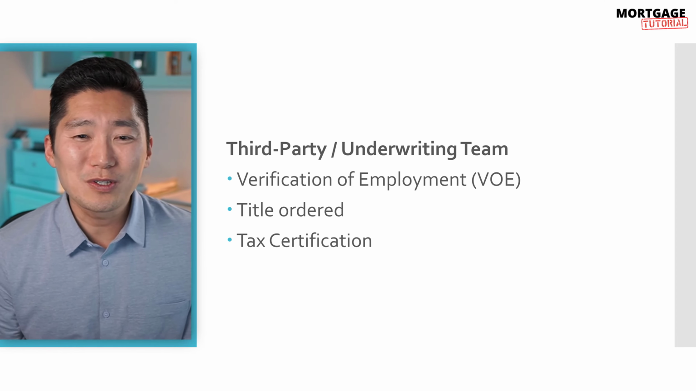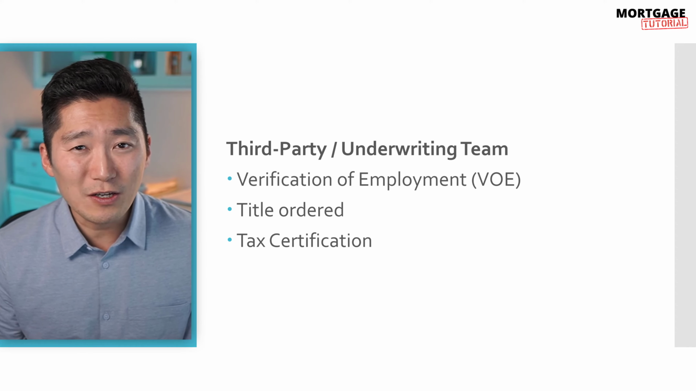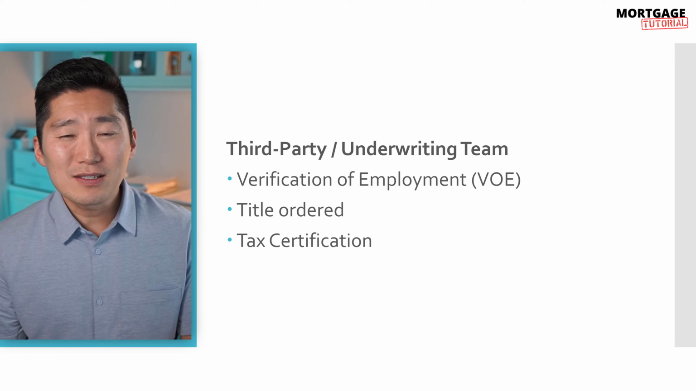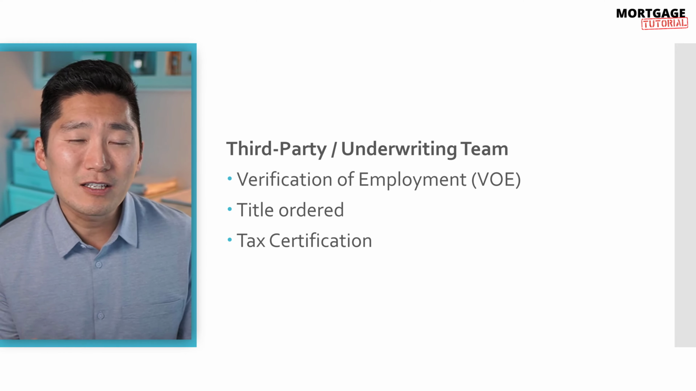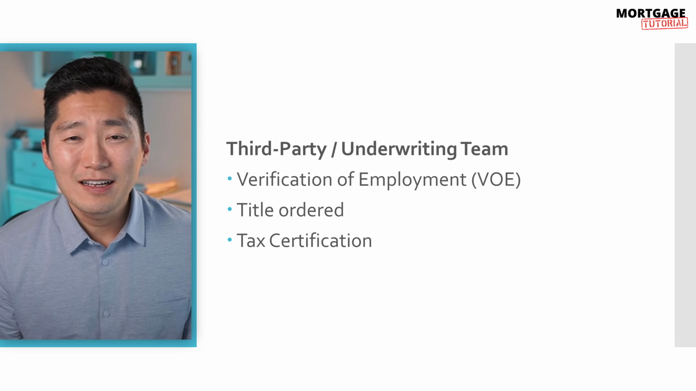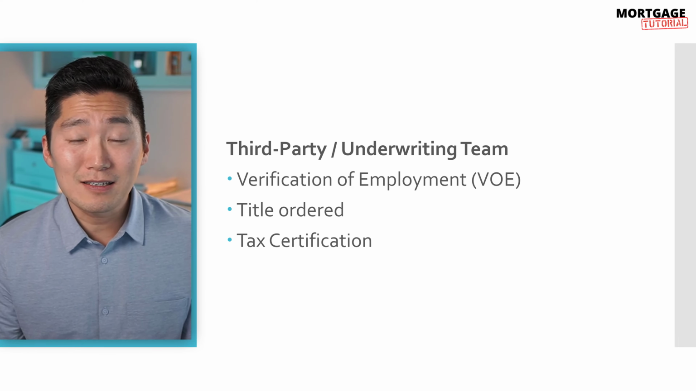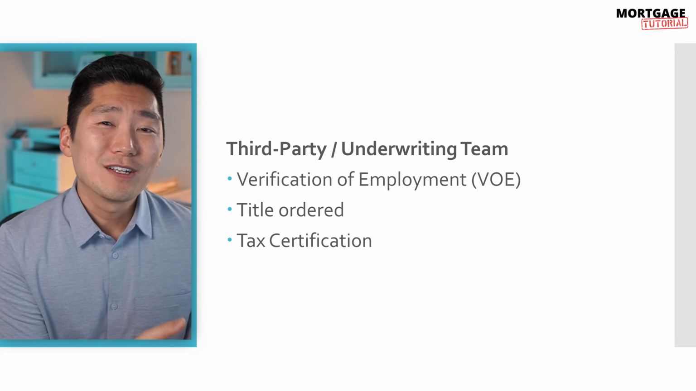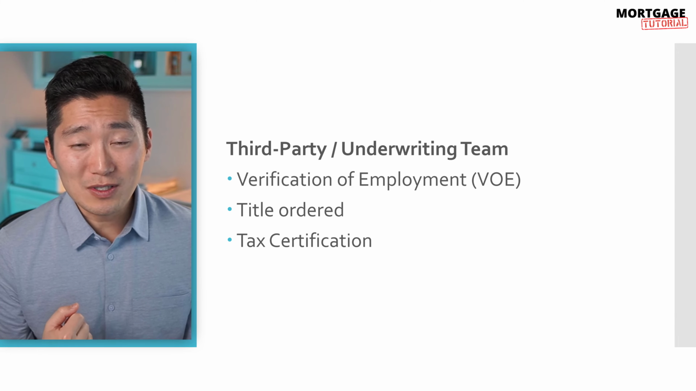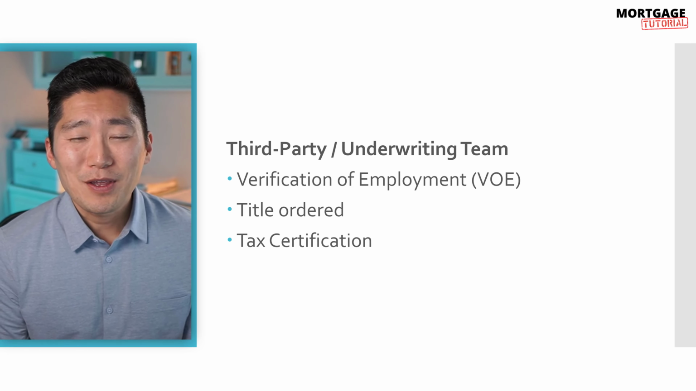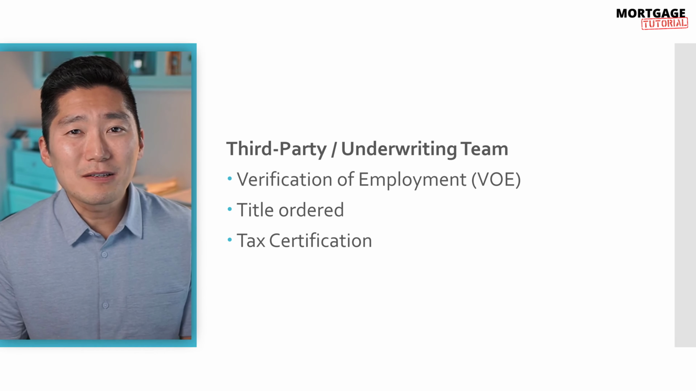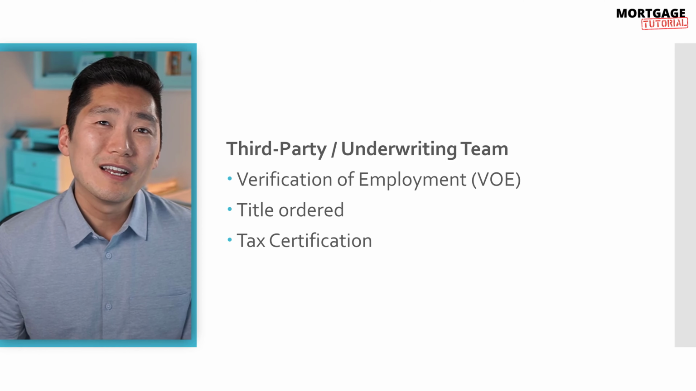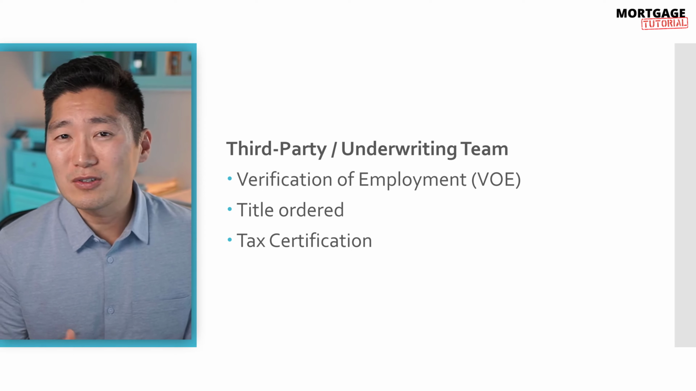The second one is going to be title ordered. So this one's going to take a little while depending on where you're purchasing your property, because some places are digitized and they're going to be able to extract and obtain that information fairly quickly. Some places like Alaska, they actually have to fly someone to Alaska to go to the courthouse to obtain those title documents, and then bring it back to the underwriting department. So it really depends on your location. And then the last one is going to be tax certification, to verify your taxes. There's no tax liens, there's nothing outstanding.